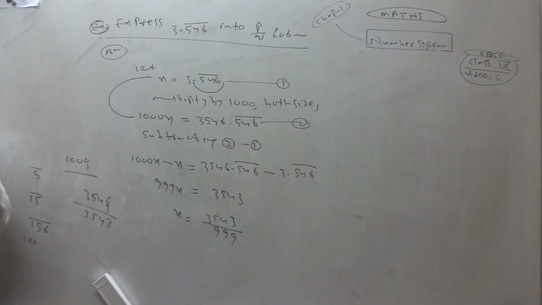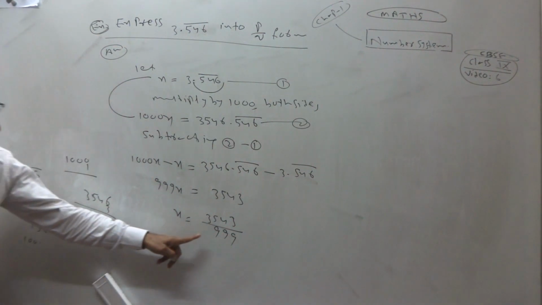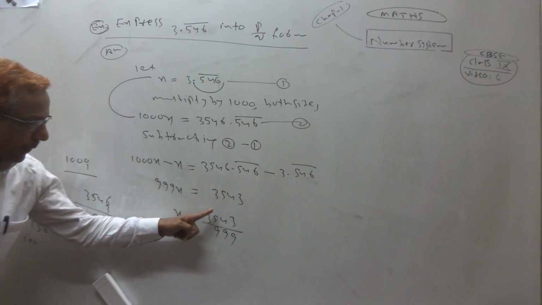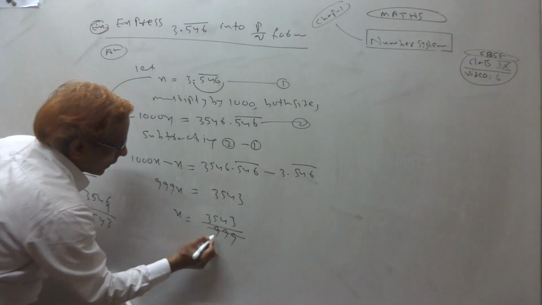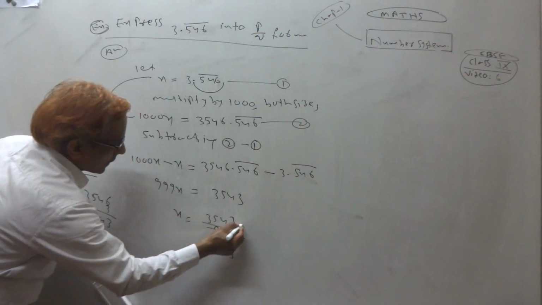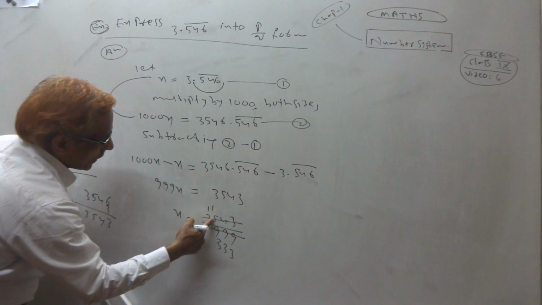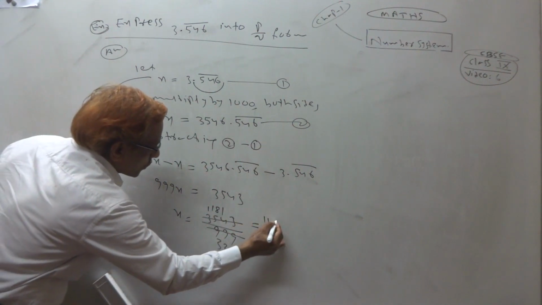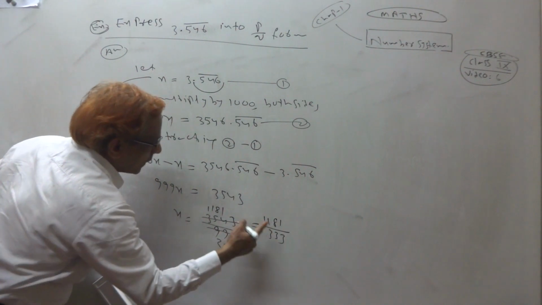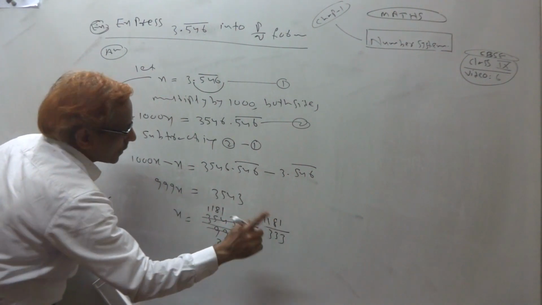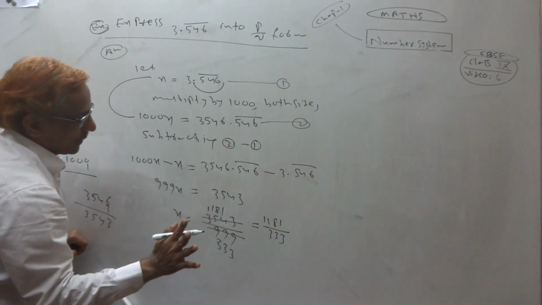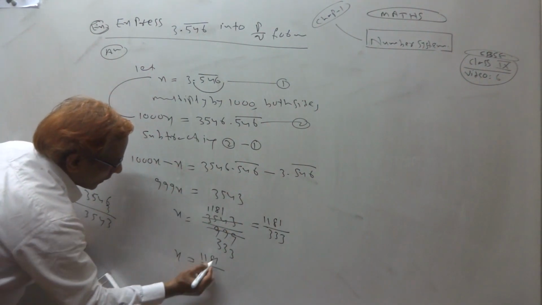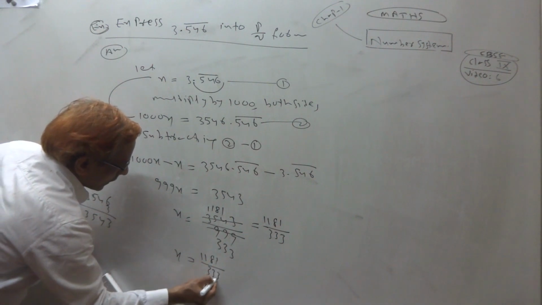Yeah, we should check that. Can it go by 2? No. Can it go by 3? 3 ones are 3. Yes, it's going by 3. 3 threes are 9, 3 ones are 3, 3 eights are 24, 3 ones are 3. Again you should check. Again can it go by 3? 3 threes are 9. Yes, now it's not going by 3. So we stop there. 1181 by 333.